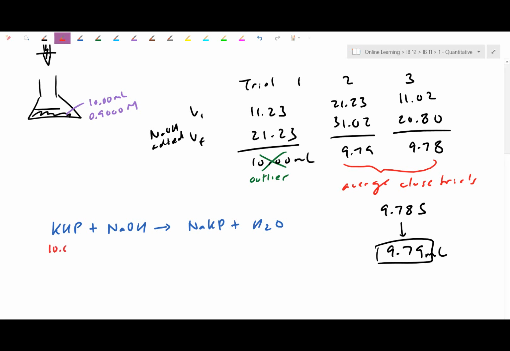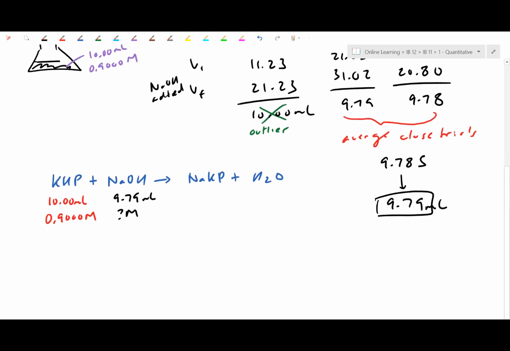The KHP I decided to use was 10 milliliters. That was from the pipette. The concentration I had made was 0.900 molar. Notice I have a lot of precision there. Yes, they had given me the NaOH was about 1, but the whole point of a titration is to find out that in more detail. I can even keep that as a complete unknown here. But from the burette, I actually know that the volume we used was 9.79.